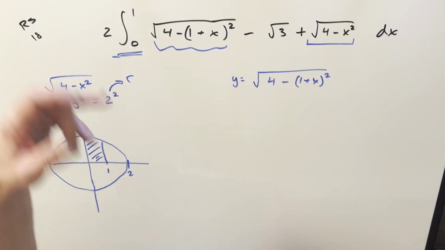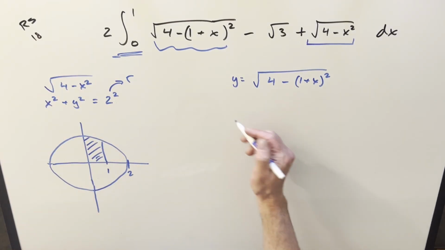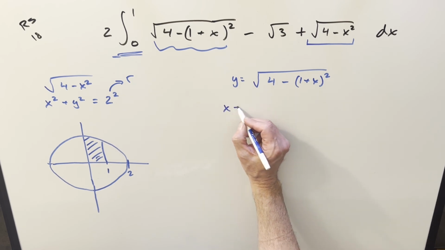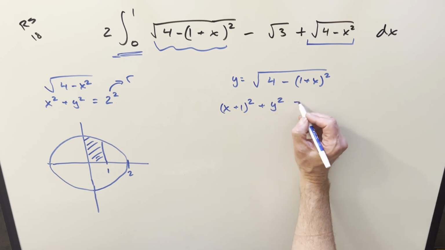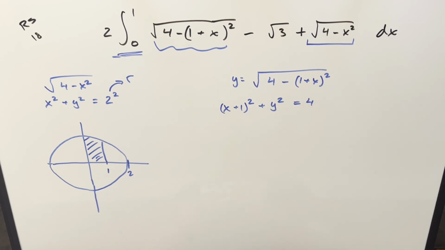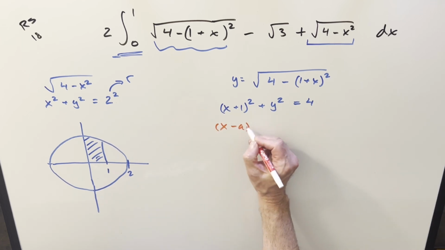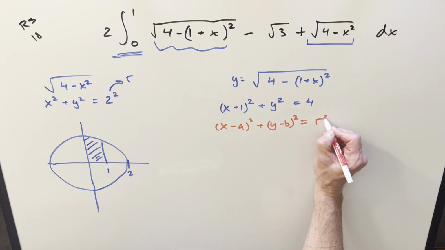Now for this piece, let's square both sides, do the same kind of thing, get it in the form of the equation for this circle. Let's bring this piece first. Instead of writing it as 1 plus x, let's write it as x plus 1 squared plus y squared equals 4, just rearranging this. But now for our equation for a circle that's not centered at 0, we've got a formula x minus a squared plus y minus b squared equals r squared.